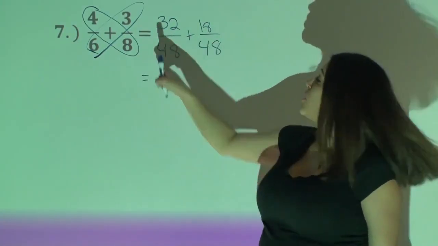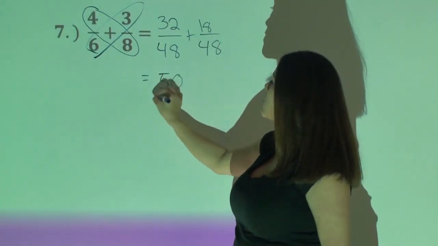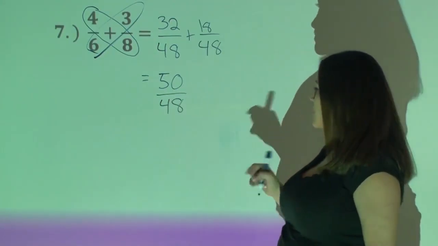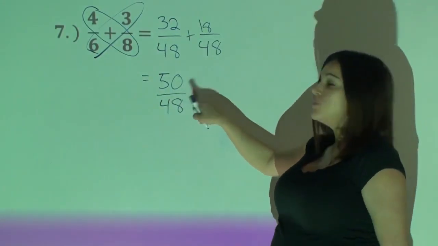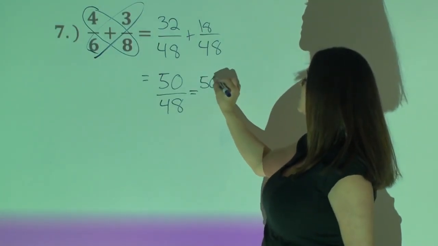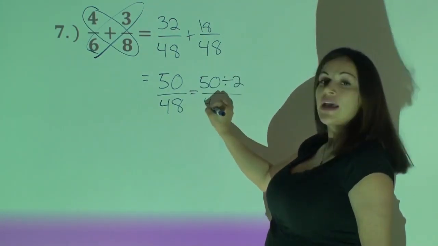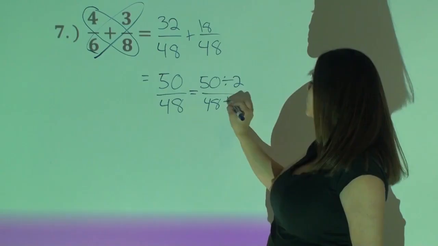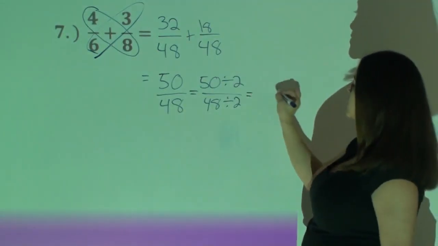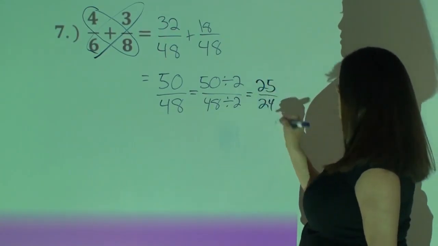That will equal 32 plus 18 is 50 over 48. Now here we can actually reduce by 2. We can take 50 and divide by 2 over 48 divided by 2. That gives us 25 over 24.